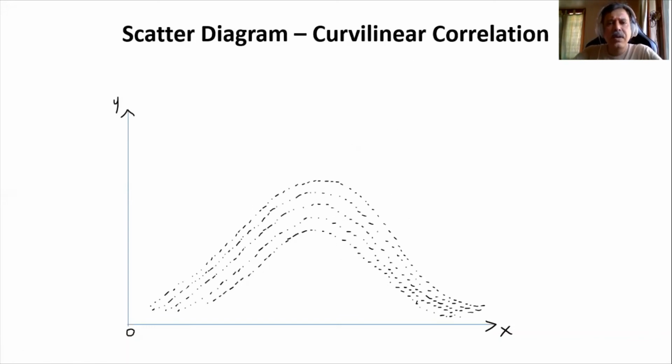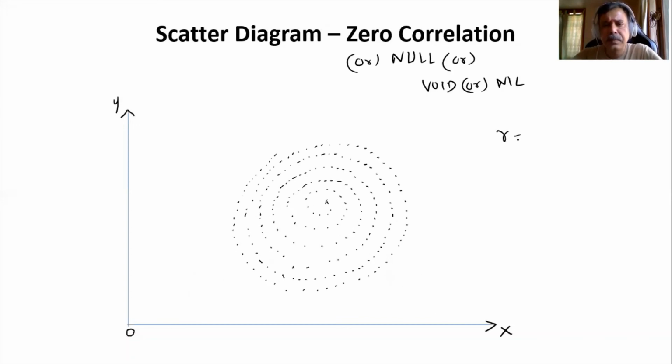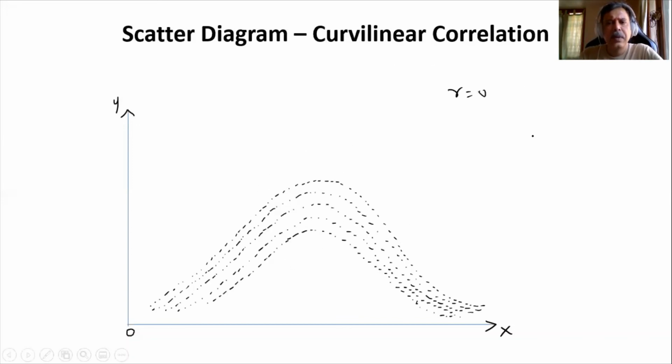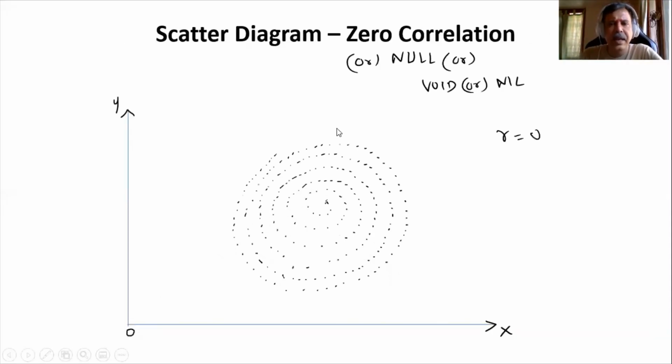Then we also have what is called curvilinear correlation, which goes like this. It looks like it is sloping upward, but suddenly it is sloping downward. You call such correlation curvilinear correlation. Here also r is 0 only. The previous one also has r as 0. So these are the different types of scatter diagrams.